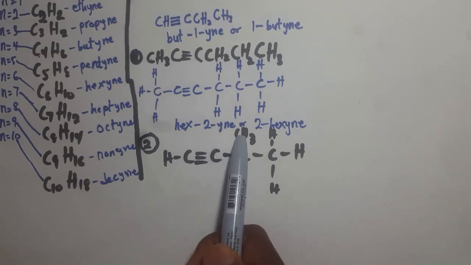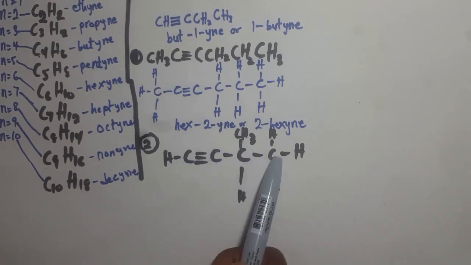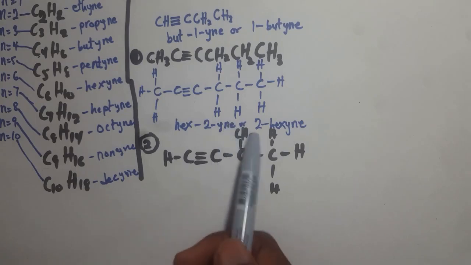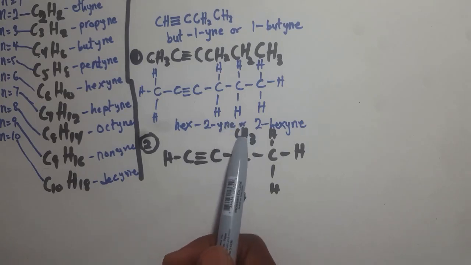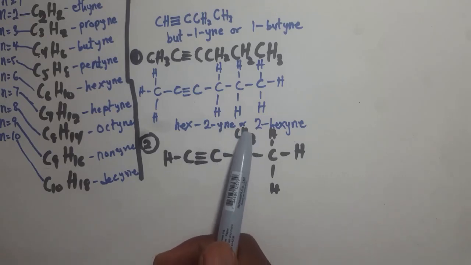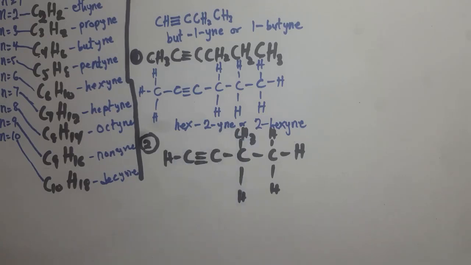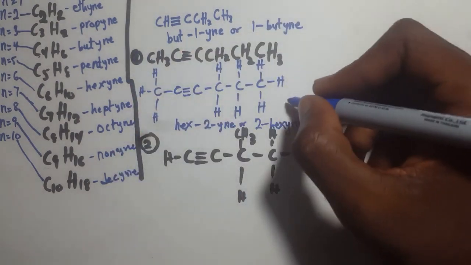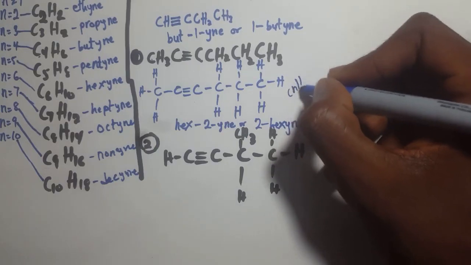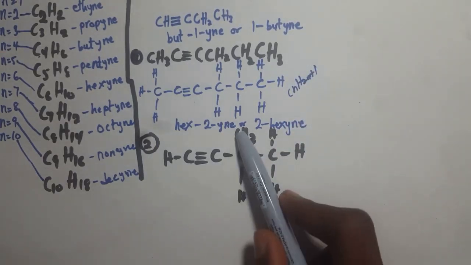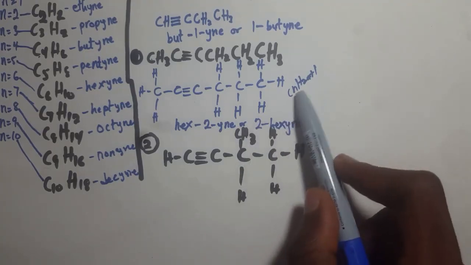You have an alkyl group here. 1, 2, 3, 4. So you have 4 carbons and an alkyl group here. Now, if you don't know what an alkyl group is, I urge you to watch my video on alkenes. I described what an alkyl group is. It's a substituent, and these substituents have a general formula CnH2n+1. Now looking at this one, this is CH3, so it means that the n is 1.